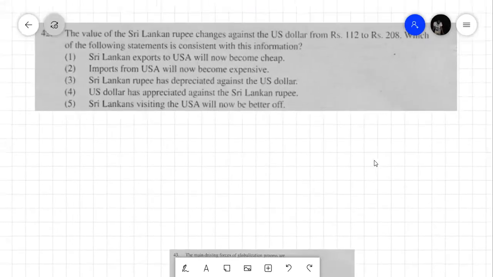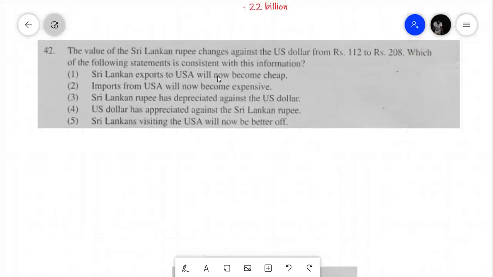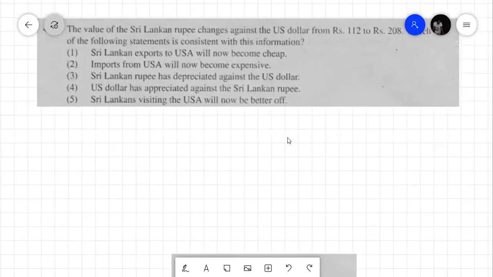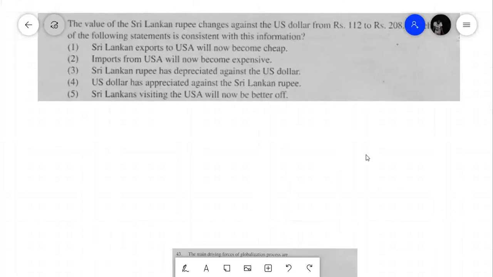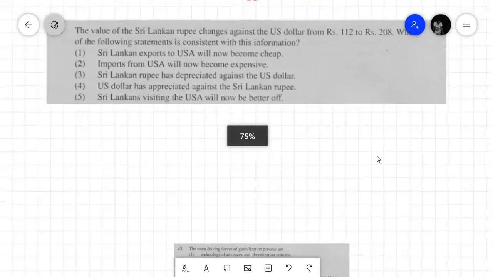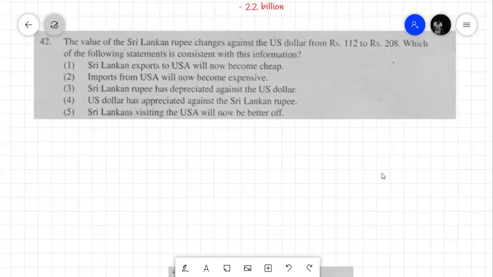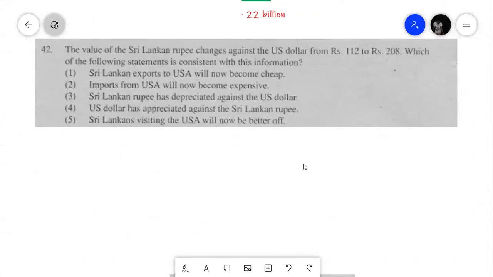Okay. Question number 42. In 42, they're talking about the value of the Sri Lankan rupee. These are also very interesting questions, right? The value of the Sri Lankan rupee changes against the US dollar from 112 to 108. Which of the following statements is consistent with this information? Consistent means which of the following is correct?